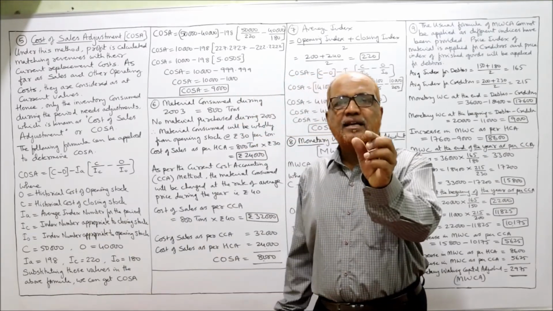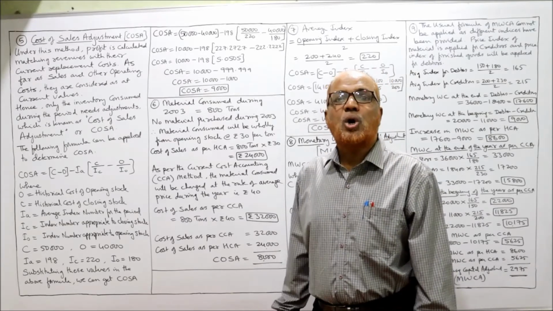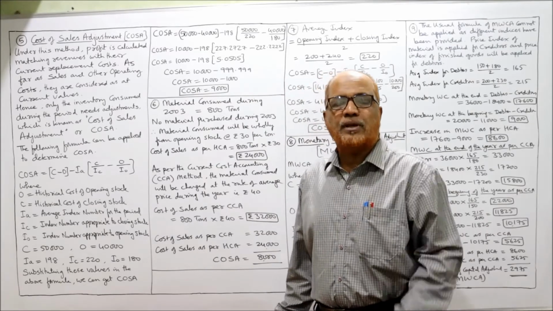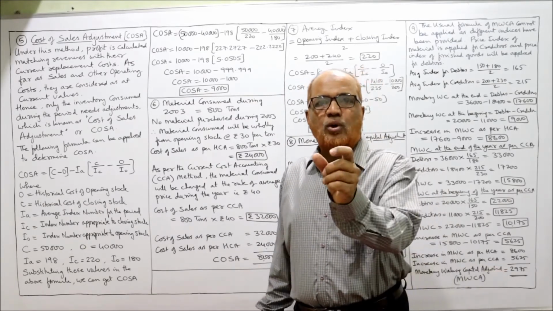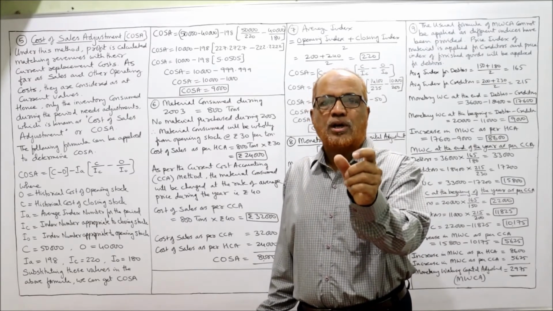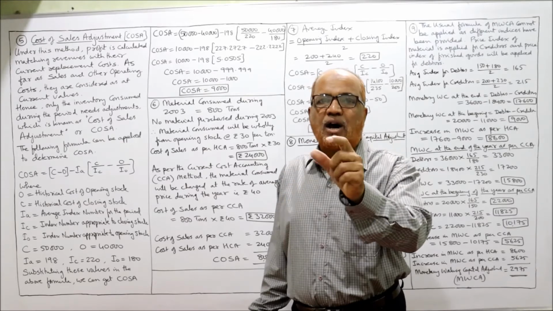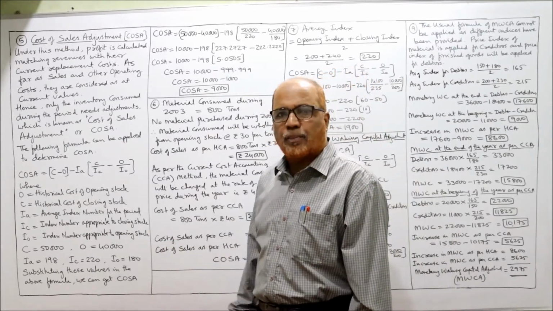IC, index number for the closing stock. And IO, index number for the opening stock. It's very easy to remember. C stands for closing stock, O stands for opening stock. IA stands for average index, IC stands for closing index, IO stands for opening index. That's it. And everything is given in the problem.